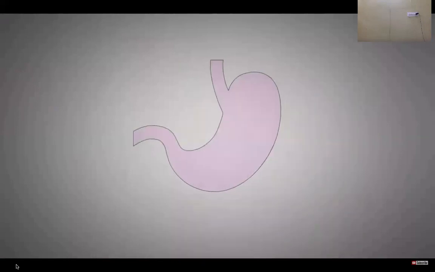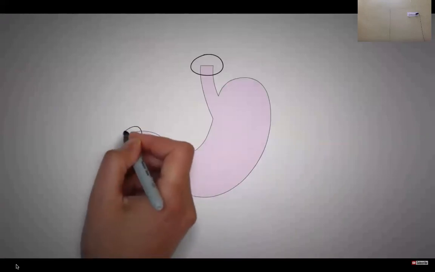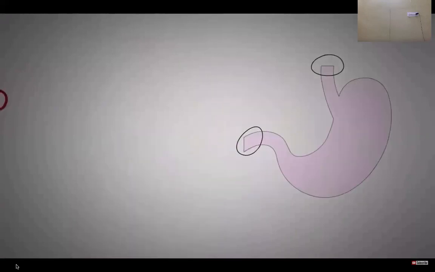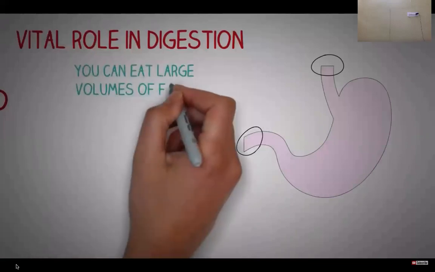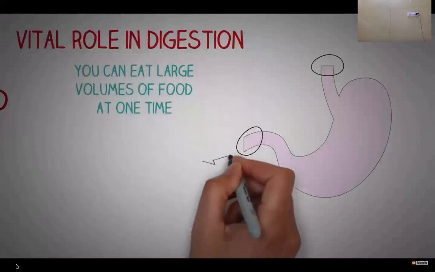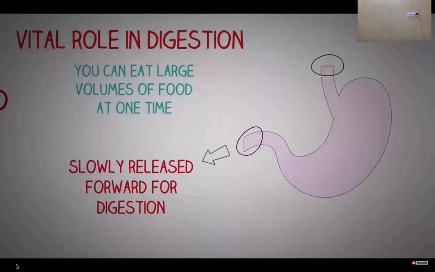The next organ in the digestive tract is the stomach. The stomach is a J-shaped organ, and it is connected to the esophagus at the upper end and the duodenum at the lower end. It has a vital role in digestion. It has a large volume, so you can eat large amounts of food at one time, which is digested slowly by controlling its release through the stomach.